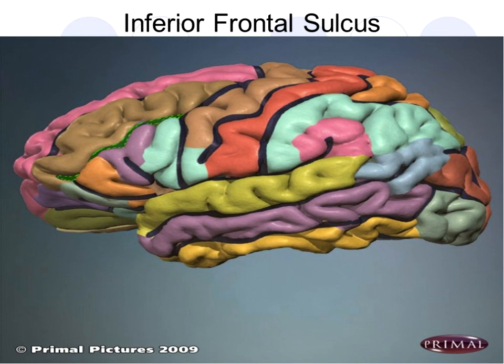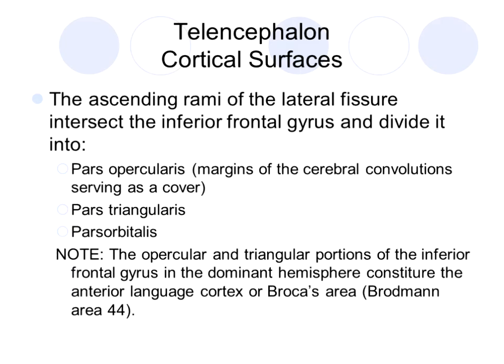Then the inferior frontal sulcus here in the green. And then what we have next is the pars opercularis. Opercularis means margin of a cerebral convolution. It serves as a cover. You have the pars triangularis and the pars orbitalis. The opercular and triangular portions of the inferior frontal gyrus in the dominant hemisphere constitute the anterior language cortex, or Broca's area. And this is Brodmann's area 44.